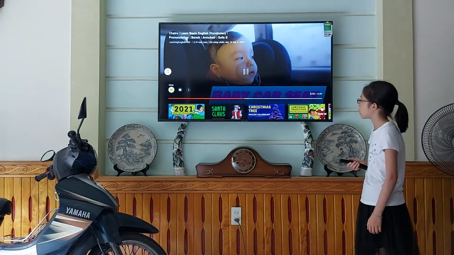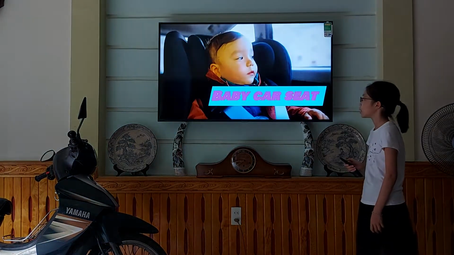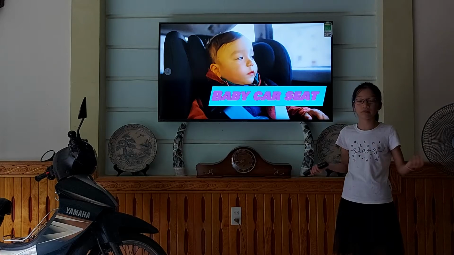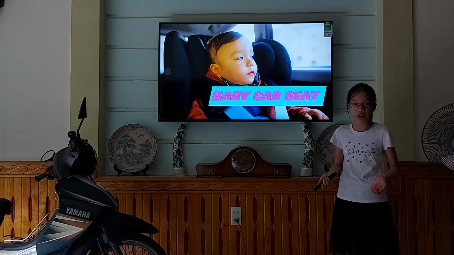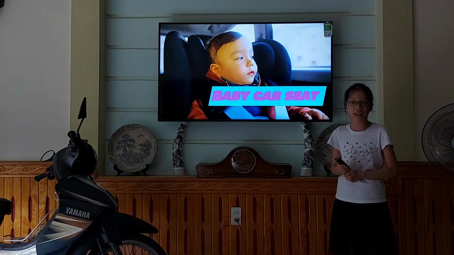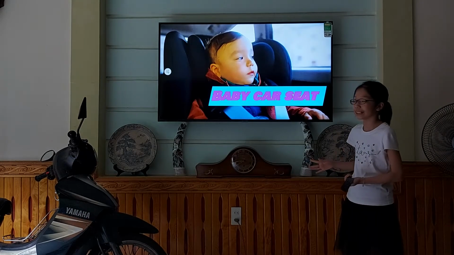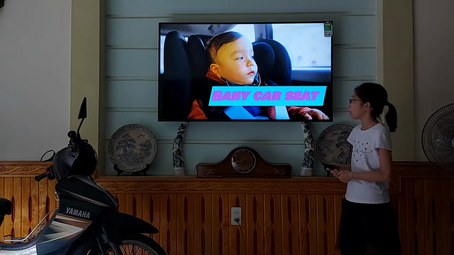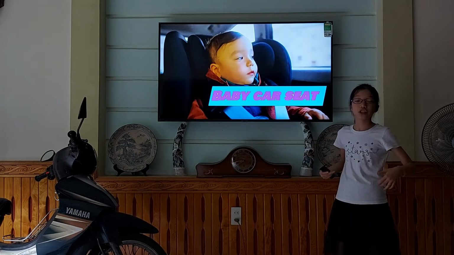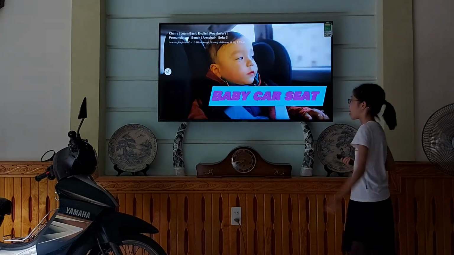You can even call this a baby car seat. In a car, there are many seats for passengers and for a driver to sit in. But this is a special seat for a baby, so that the baby won't fall down, and there's protection for the baby too in this baby car seat.